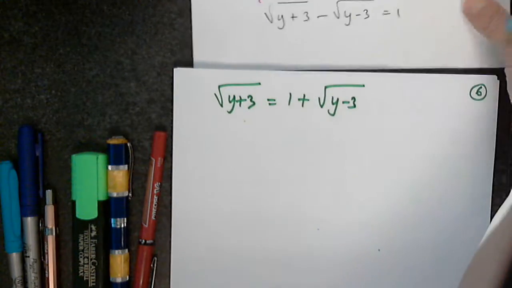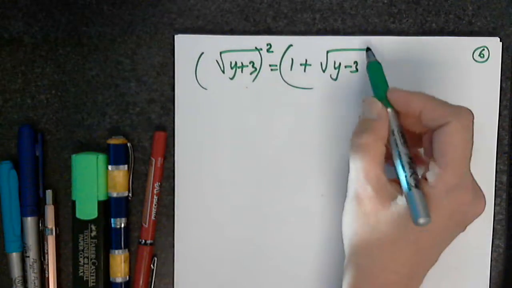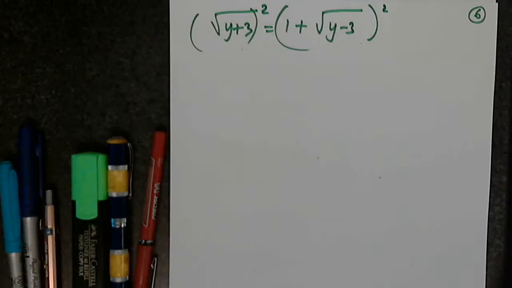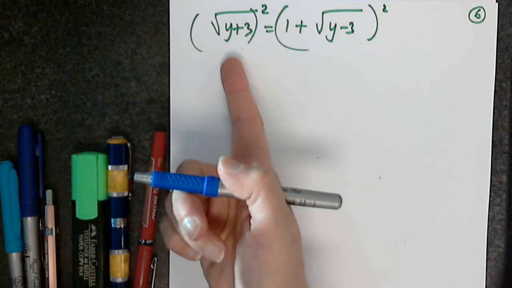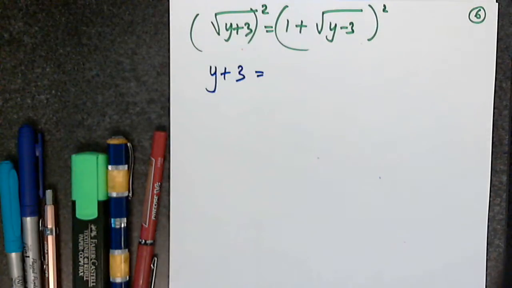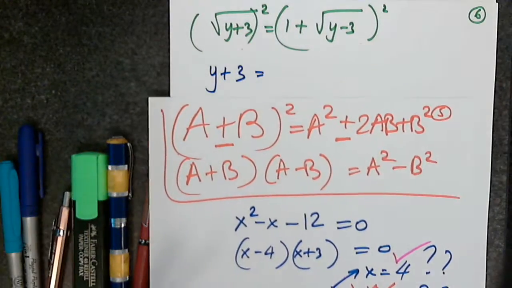It is easier to square it in this form than to square it when both radicals are on the same side. Okay, the left-hand side is easy. But the right-hand side requires the formula again. Here it is.